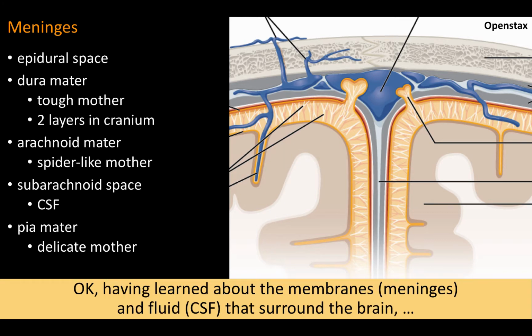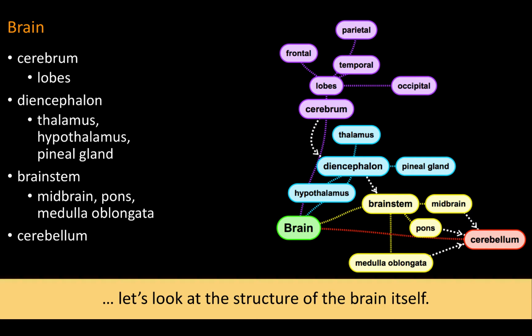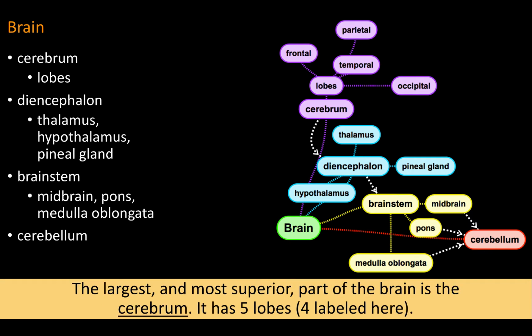Okay, having learned about the membranes, meninges, and fluid, CSF, that surround the brain, let's look at the structure of the brain itself. The largest and most superior part of the brain is the cerebrum. It has 5 lobes, 4 labeled here.